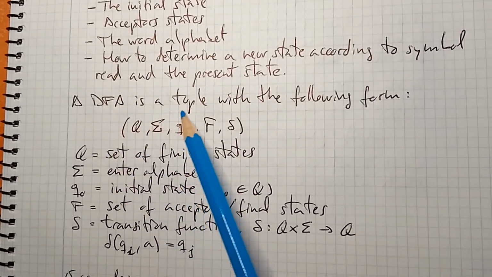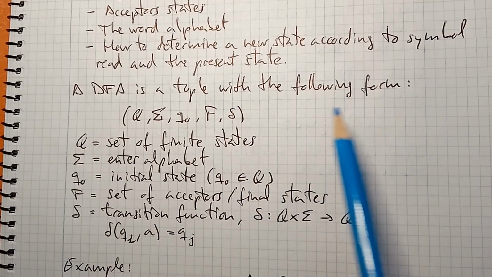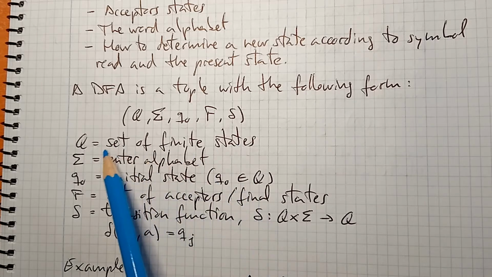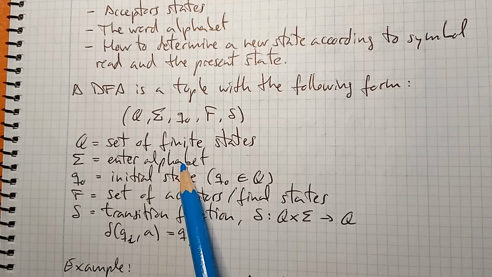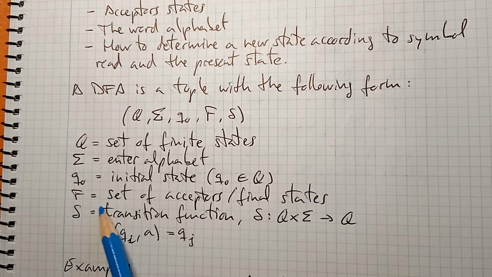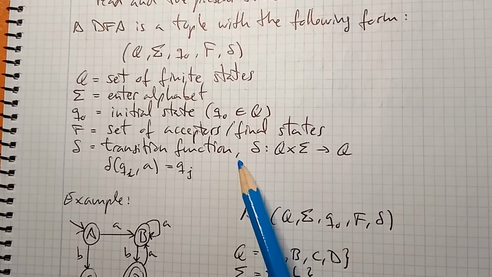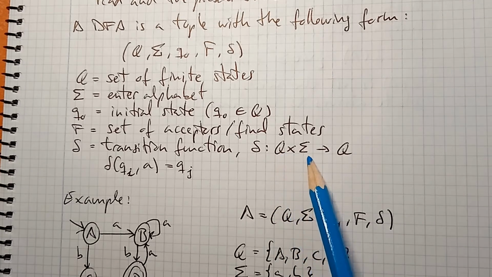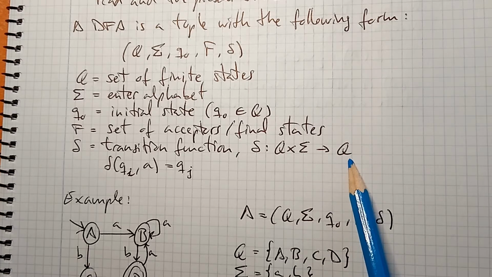A DFA is a tuple with the following form, where Q is the set of states, sigma is the alphabet, Q0 is the initial state, F is the set of acceptor or final states, and this is the transition function. So the transition function, given a state and a symbol, finds a state.